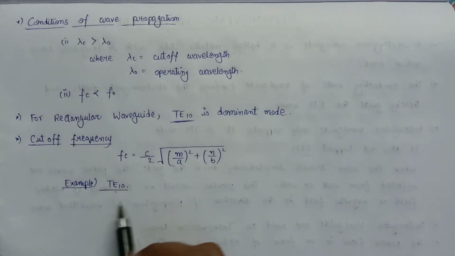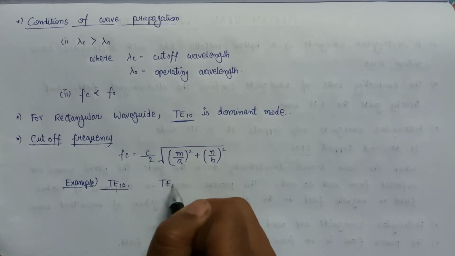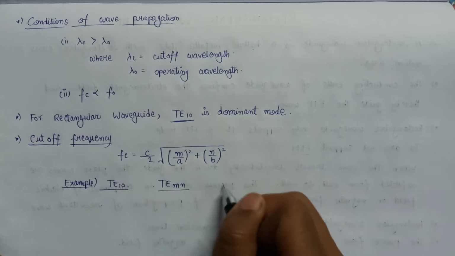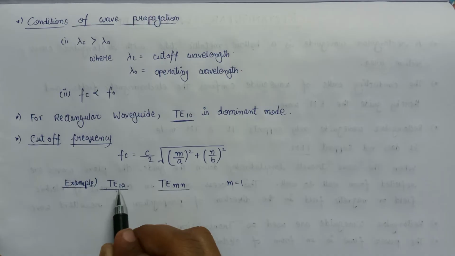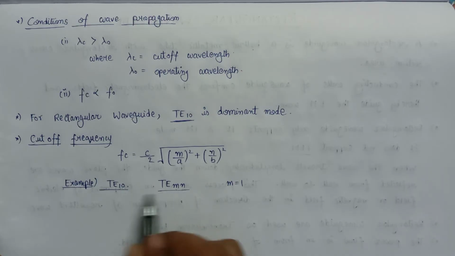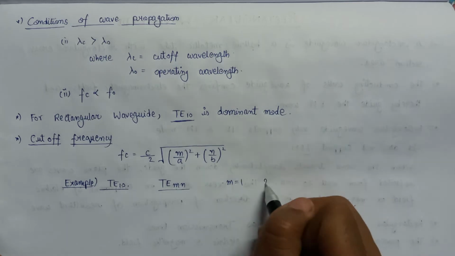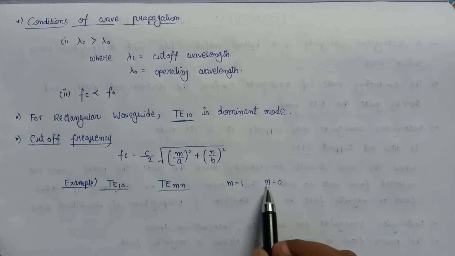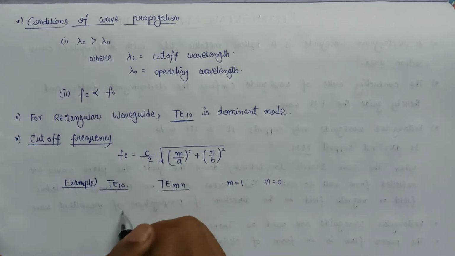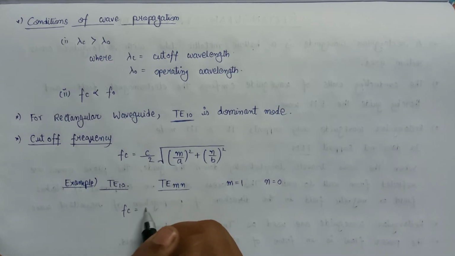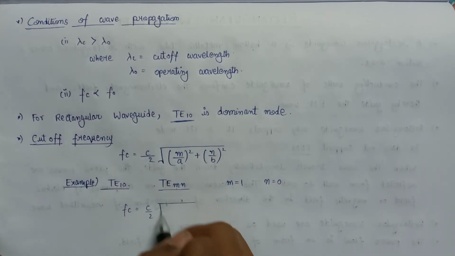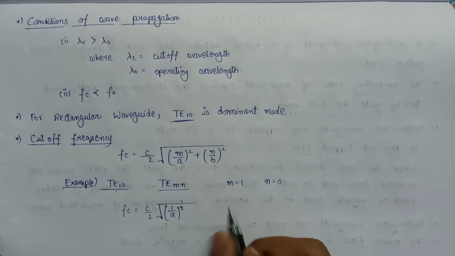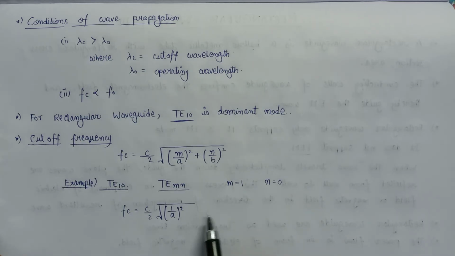Now here we substitute the general convention TEmn mode, and on comparing these two terms we conclude that the value of m is 1, and on comparing the value of n we get n equals 0 only. Now substitute the values of m and n in this expression. So the cutoff frequency will become c over 2 under the root, in place of m we write 1 over a whole square, and in place of n we write 0, so it is nothing.